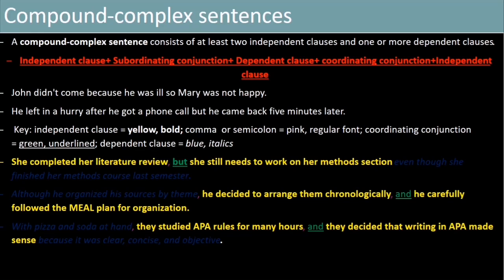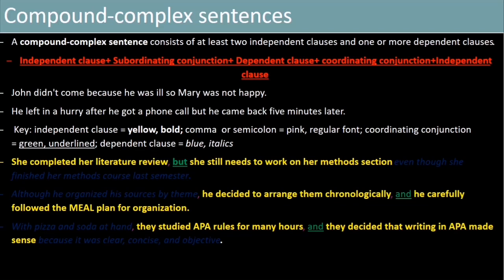Now look at these. We have specified these different things with the help of different colors. The independent clause is mentioned in yellow color, and the comma or semicolon is put in pink color. Then we have a regular font, that is our coordinating conjunction, mentioned in green color, and the dependent clause is mentioned in blue italics.